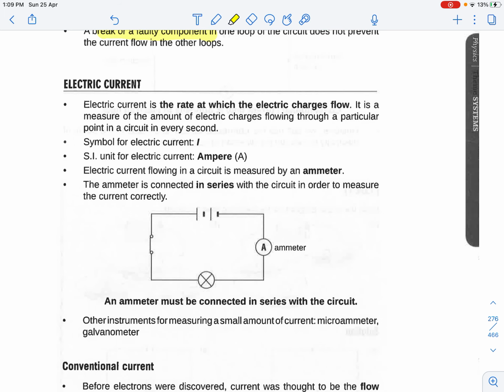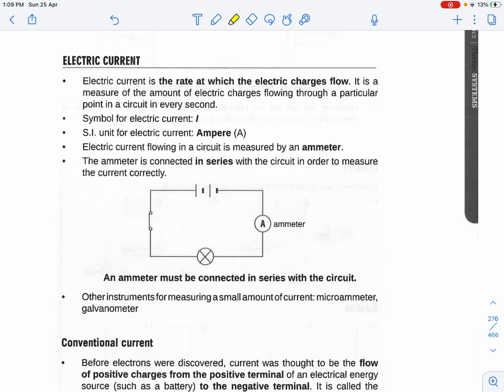However, it can also control the brightness of the light bulb. Next, we look at electrical current. How do we go about measuring this? So what is an electrical current? It is the rate at which the electrical charge flows. So this one is important for definition in the exam.